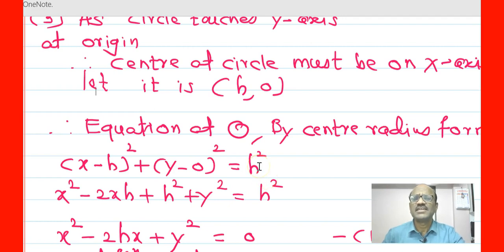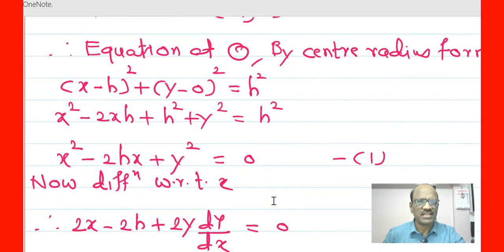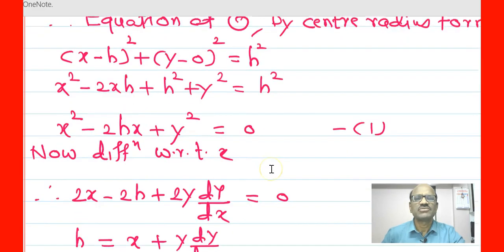Now here h is the radius of the circle, because the point of contact is the origin and the center of the circle is h, and therefore its radius is h, and so h square is here. Now expand this, that is, x square minus 2xh plus h square plus y square is equal to h square, and now h square gets cancelled on both sides and you are getting x square minus 2hx plus y square is equal to 0.